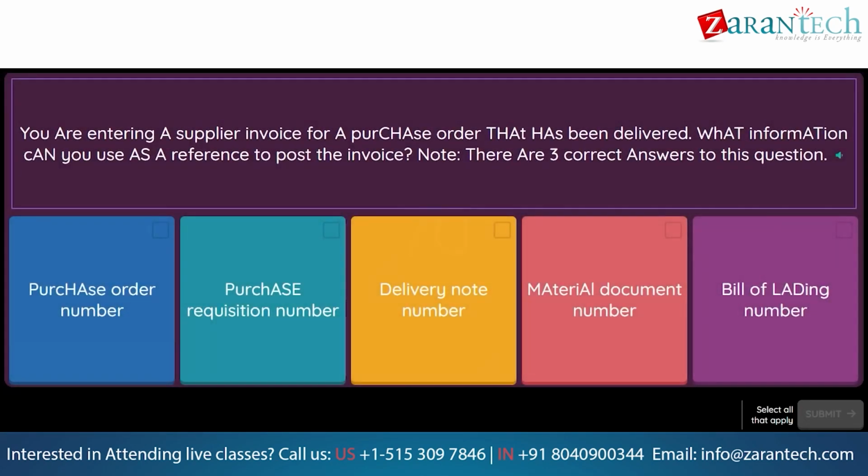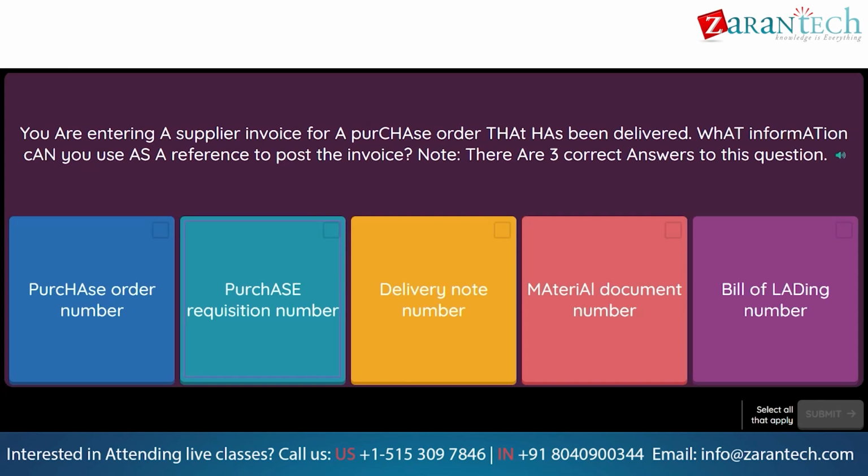Question: you are entering a supplier invoice for a purchase order that has been delivered. What information can you use as a reference to post the invoice? Note, there are 3 correct answers to this question. Option 1, purchase order number.